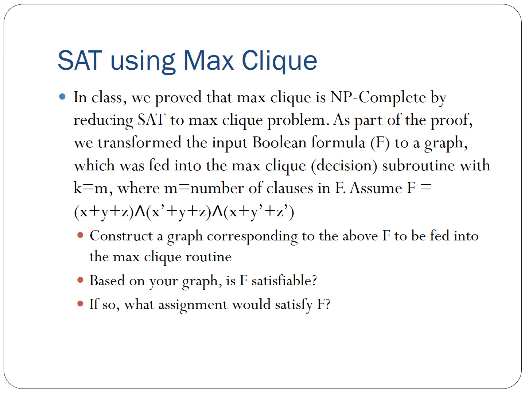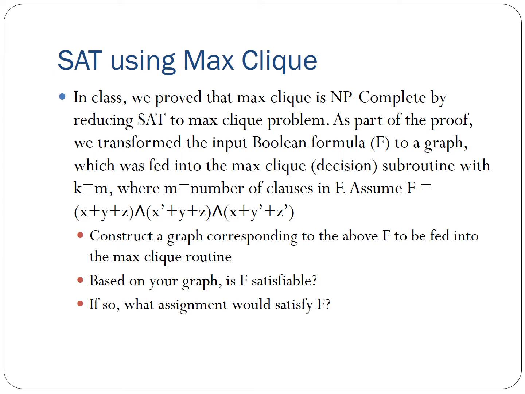The next question is about the graph construction that we did for solving the SAT problem using a solution for the max clique problem. Recall that in class, when we had to prove that max clique is NP complete, we assumed that we have a solution for max clique, and using that solution we can solve the SAT problem. As part of the proof, recall that the SAT problem requires us to figure out whether a given Boolean formula in conjunctive normal form is satisfiable or not.